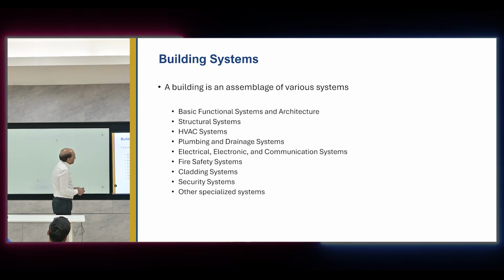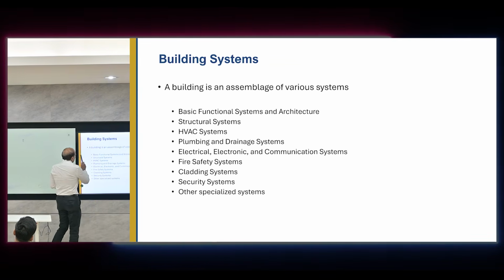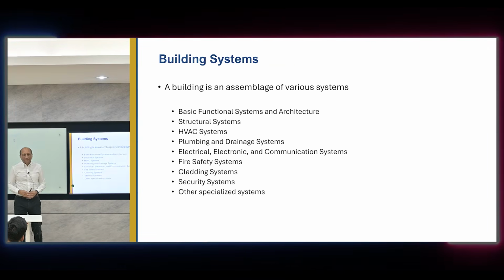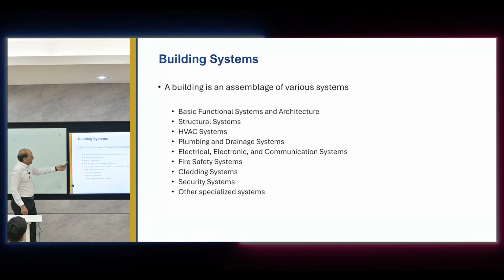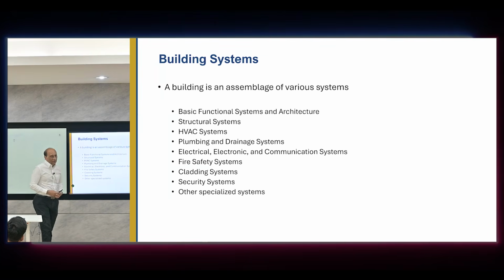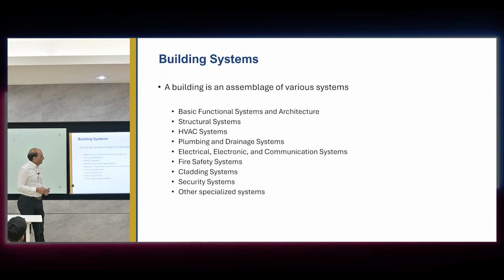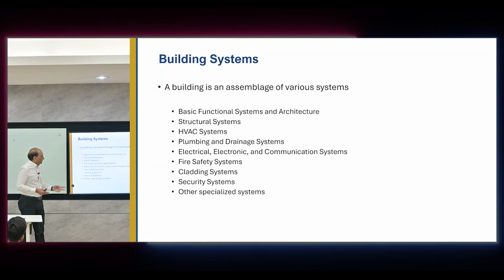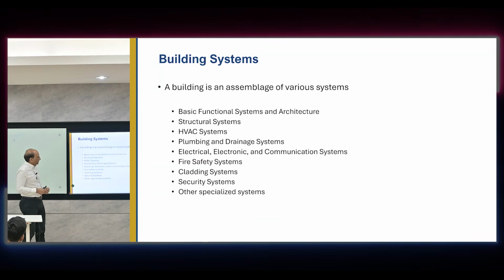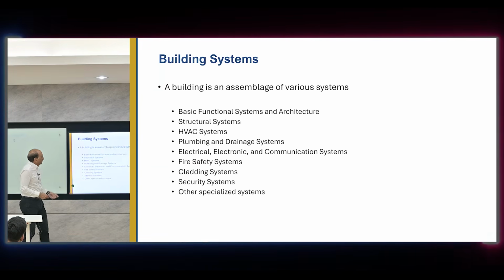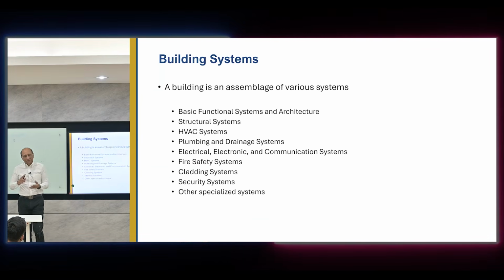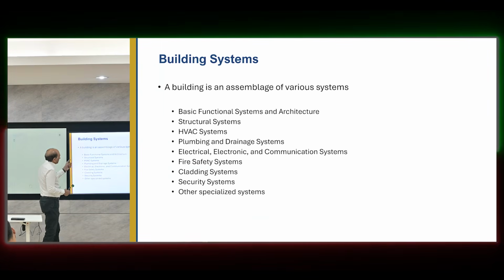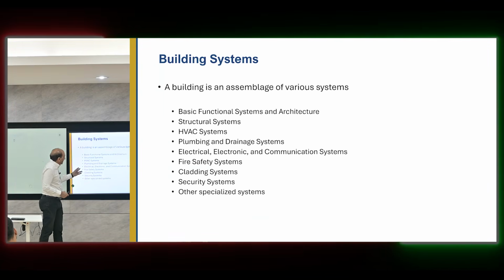So if you look at the building systems, we have an architectural system, a basic functional system. We have a structural system, which is the one that we are dealing with. We have a heating, ventilation and air conditioning system, which is a major part of a tall building, especially office buildings and hotels. They take a lot of space and a lot of emphasis is given to climate control. Then plumbing and drainage systems, water supply, sewerage, all those things have to go in and go out. Fire systems, electrical, electronics, communication systems, cladding system.